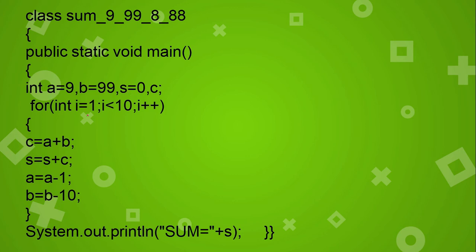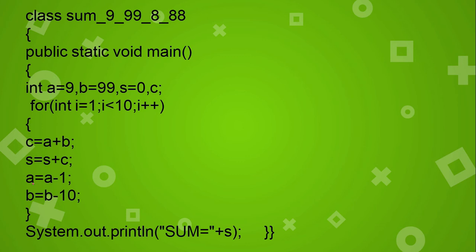Okay. So 1 to less than 10 I am running the loop. Now what I am going to do is c is equal to a plus b. Okay. 9 plus 99. This I have just added, and kept in c. Now s is equal to s plus c. In s 0, 0 plus c. This value will be added to this. So the sum will be calculated in the s variable. Okay. After 1 the sum is calculated.